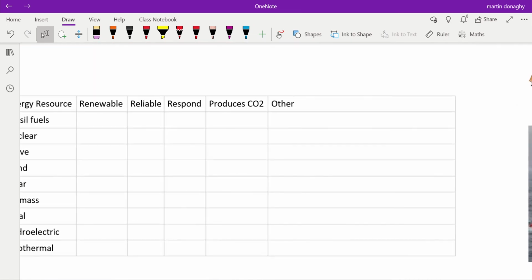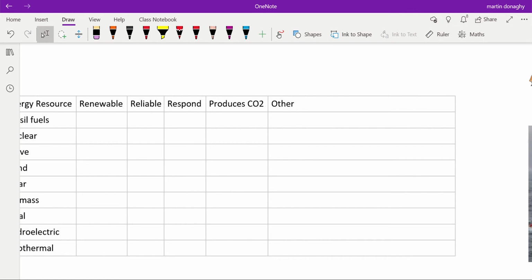The other R's we look at is it reliable? By that we mean at 9 p.m. tonight, can I guarantee that I can produce electricity using this resource? The last R then is respond, which is if we need to produce more electricity because the demand gets higher at some point during the day, can we increase the amount that energy resource can produce?